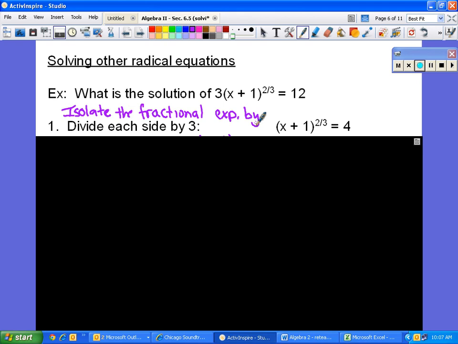Okay, let's see who's really on the ball today. Which one? The beach ball.